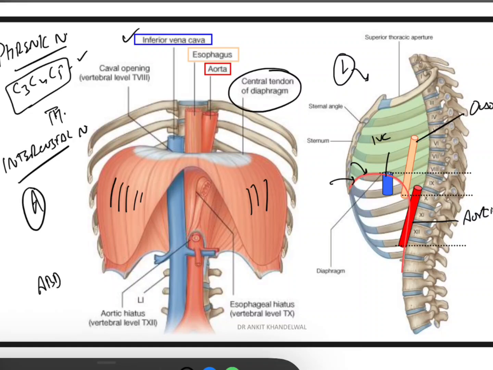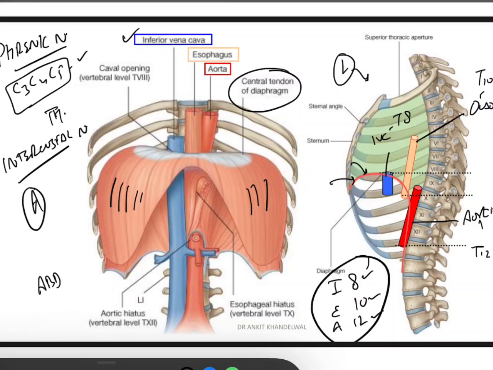Theoretically, we have to remember that the IVC opening lies at the level of T8, the esophagus at T10, and the aortic opening at T12. We have a very famous mnemonic: I 8, 10 eggs at 12. So IVC at T8 level, esophagus at T10, and aorta at T12. These are the three major openings that you need to know.